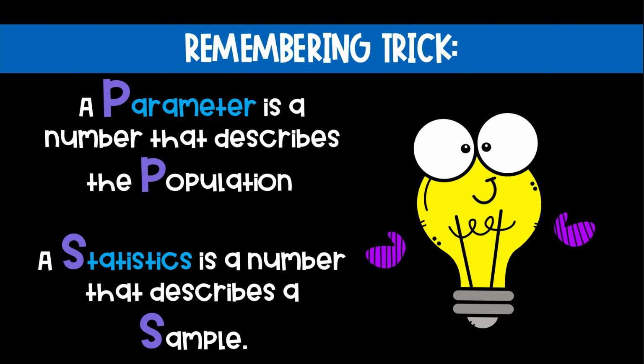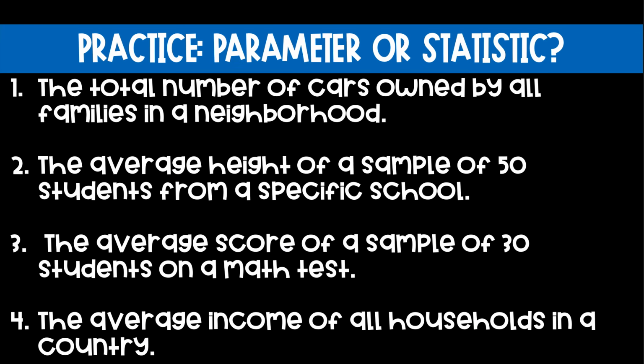And to finish, let's practice identifying which one's a parameter and which one is a statistic. You can pause this video and read these and then practice identifying which one's the parameter, which one's the statistic, and then you can just continue watching the video and I'll help you answer these. Number 1, the total number of cars owned by all families in a neighborhood. Number 2, the average height of a sample of 50 students from a specific school. Number 3, the average score of a sample of 30 students on a math test. And number 4, the average income of all households in a country.